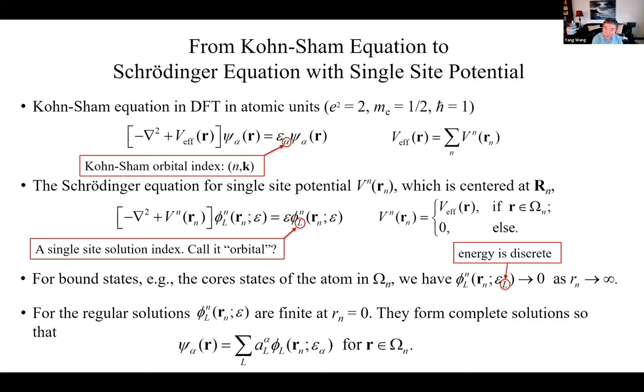Regular solutions can be used to expand the Kohn-Sham Bloch waves, the Kohn-Sham orbitals, by construction. All right. So this is how we're gradually going to see why the single site scattering becomes useful. We can calculate the single site solutions, phi, and that phi can be used as a local basis function in domain omega_n to expand the crystal wave functions. Also, this local solution phi_n can be used to calculate the scattering matrix.